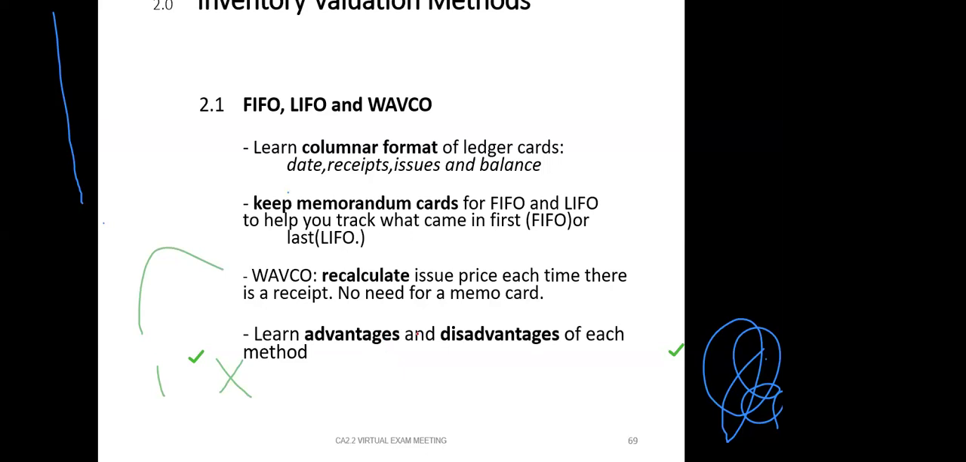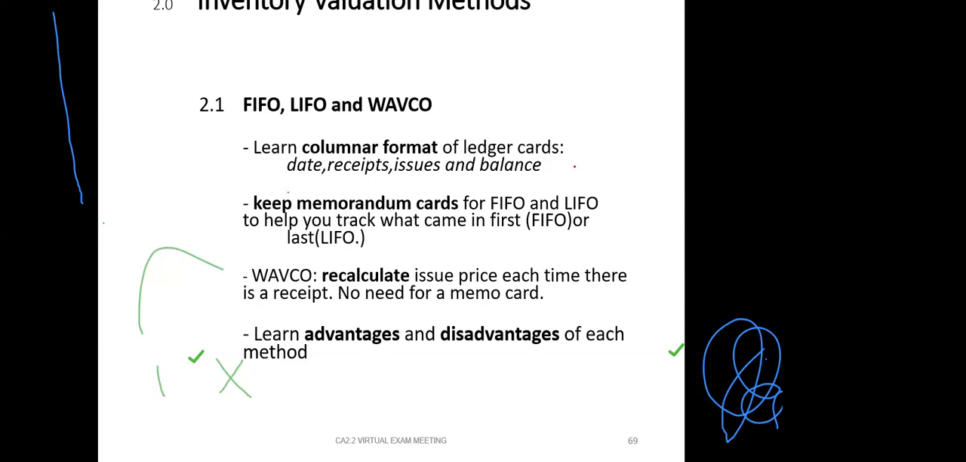Valuation methods. Methods of valuing inventory include FIFO, LIFO, and weighted average cost. First in, first out, last in, first out, and the weighted average. Learn the columnar format of ledger cards. That's the date, receipts, issues, and balance. Then the formula there. Particularly for CA2.2 candidates, they are doing this for the first time, or students. Whereas for DA9 students, they will have already encountered this at the DA5 paper.